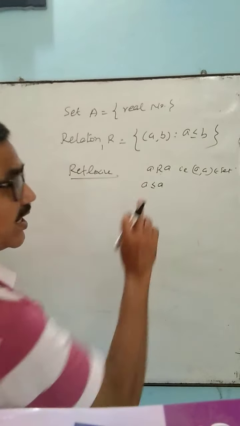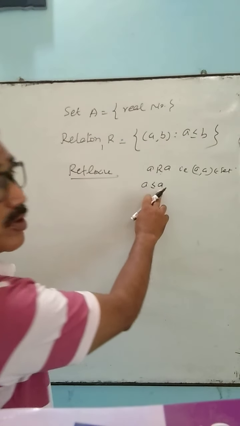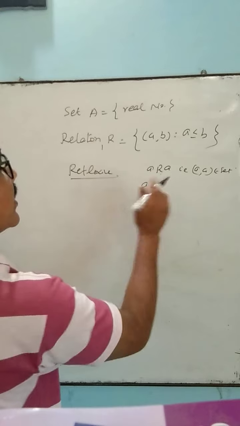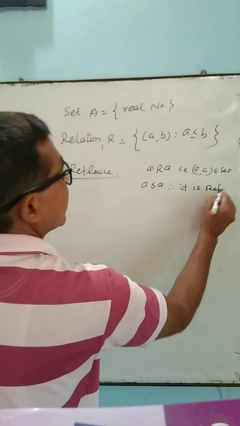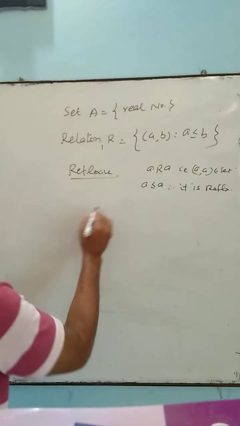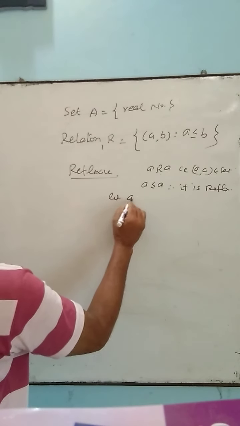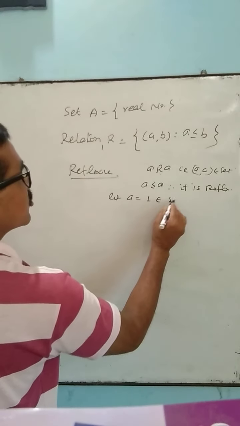a is less than a, no, but a might be equal to a, definitely a is equal to a, therefore it is reflexive. समझ गए? You can take one example, let a is equal to 1 which belongs to the given set.